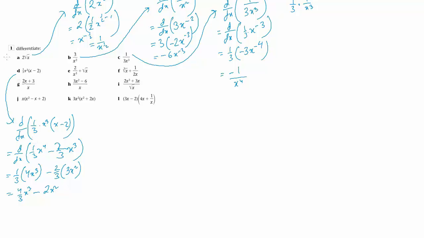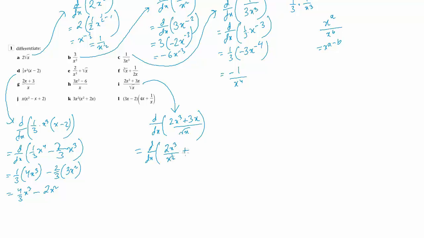Let's do here a division. Let's do this one, number I. So d by dx of 2x cubed plus thrice x divided by square root of x. Now let's use some indices rule before we can simplify. So this is when you have division. So x to the power a divided by x to the power b, the indices rule says you subtract the power. So we have 2x cubed divided by x to the power half, because square root really means half, plus 3x divided by x to the power half.